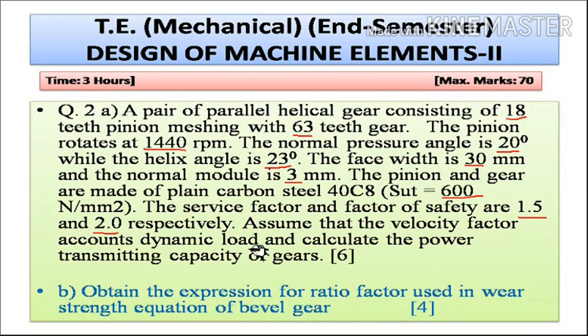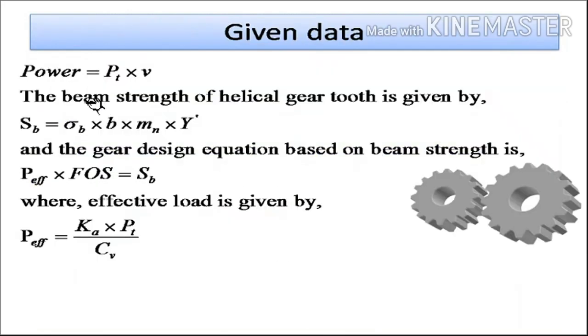So assuming the velocity factor which accounts for dynamic load, we have to calculate the power transmission capacity of the gear. So here you have to find out the power transmission capacity. Now let us see how we can solve this particular numerical. So as we are asked to find out the power transmission capacity of this gear, we should know the tangential force acting on a gear tooth and the velocity with which that particular gear will rotate. So this we can obtain, tangential force and velocity, but for that we should know the design equation of the gear based on the beam strength.